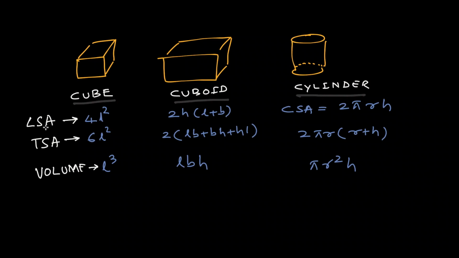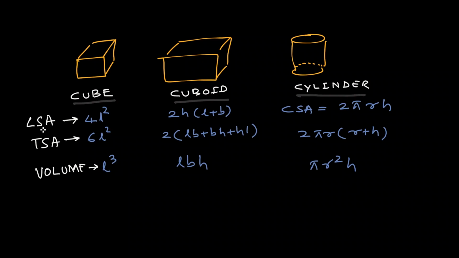And what is the lateral surface area? It is the area of 4 sides. Since the length of each side is the same, we are multiplying L square, but we are considering 4 sides, that makes 4L square. Here we are considering total surface area, all the sides. How many sides are there? Total 6 sides, so it is going to be 6 times the area of each side, and each side has the length L, so it is going to be 6L square. And what is volume? Basically it is the area multiplied with height. Height is also the same, that's why we are multiplying L square with L, so it is going to be L cube.